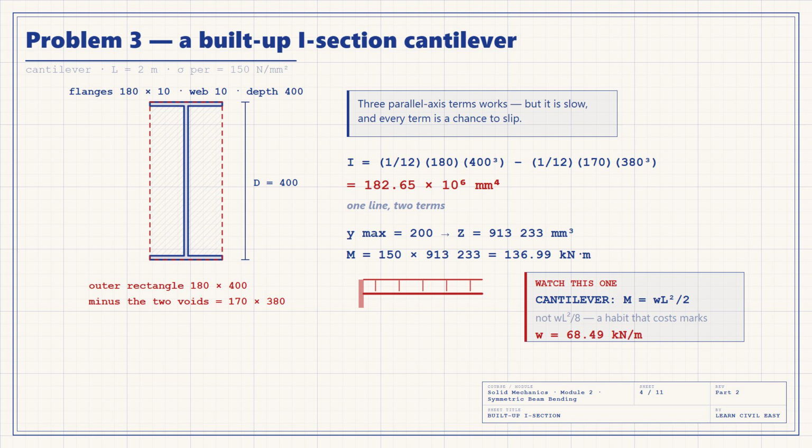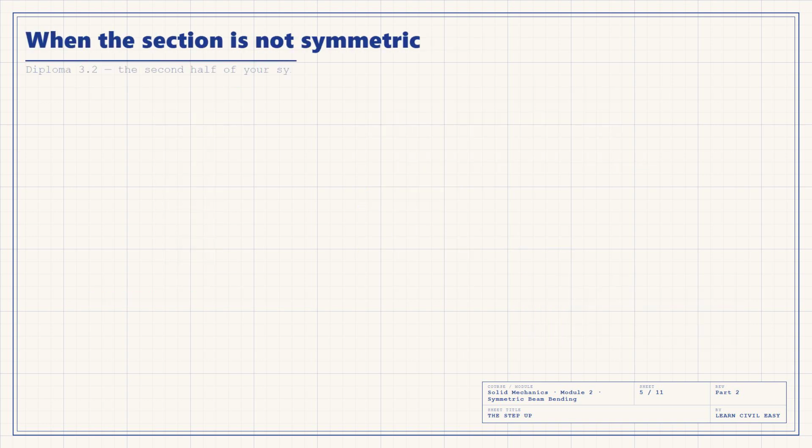Watch that cantilever formula. Writing WL squared over 8 out of habit is one of the commonest errors in this whole topic. Everything so far had one thing in common. The section was symmetric about the neutral axis. So the neutral axis sat at mid-depth, and there was one distance to the extreme fiber and one section modulus.